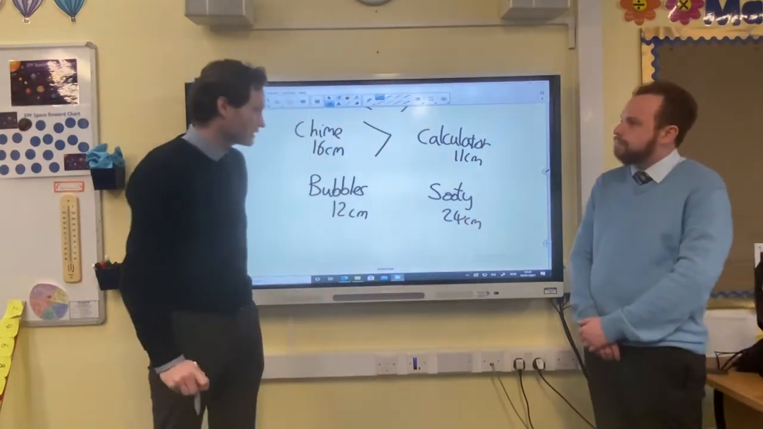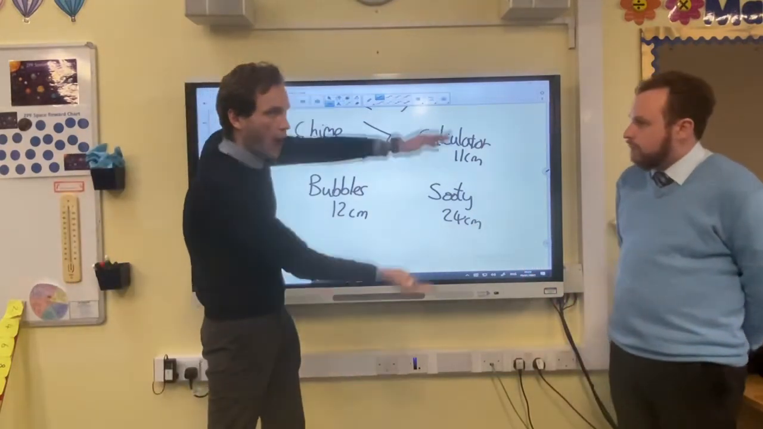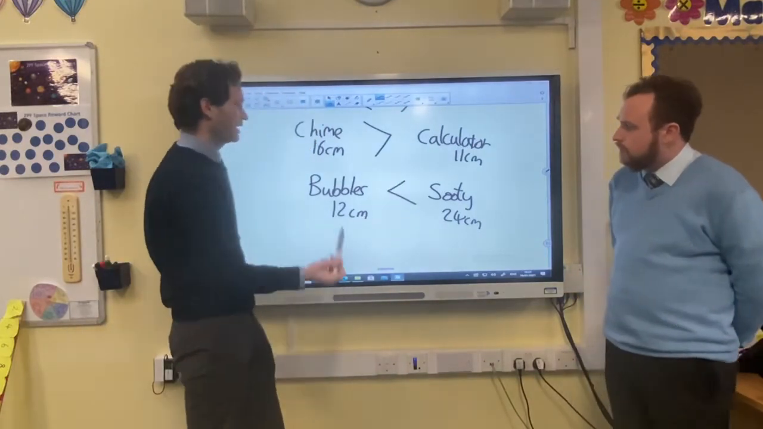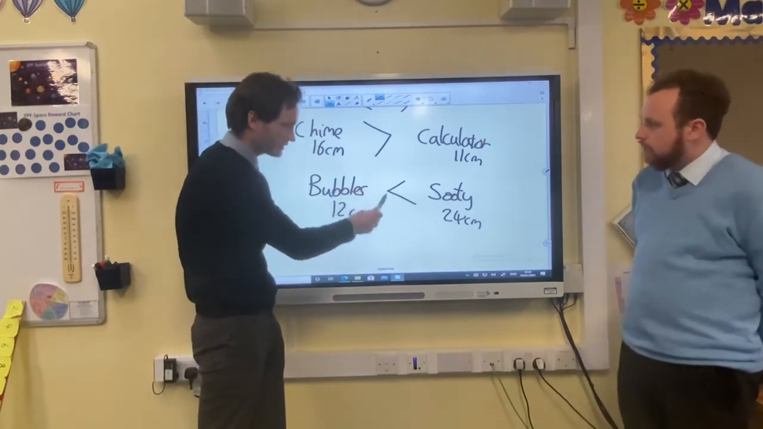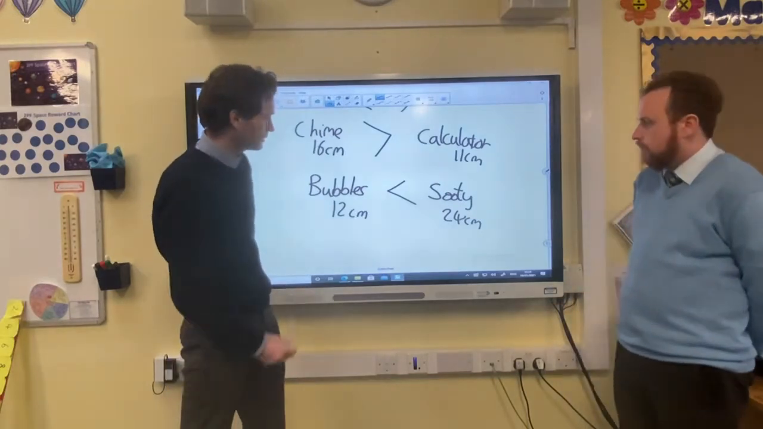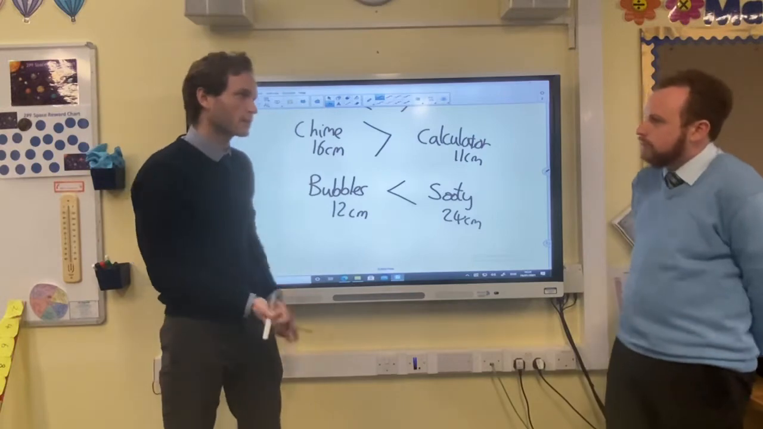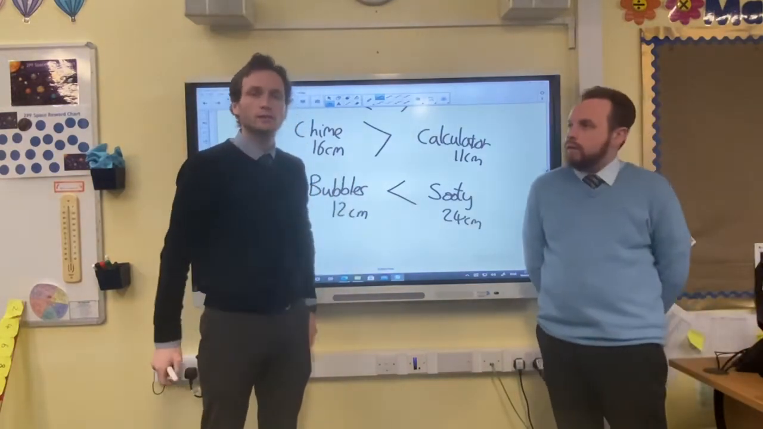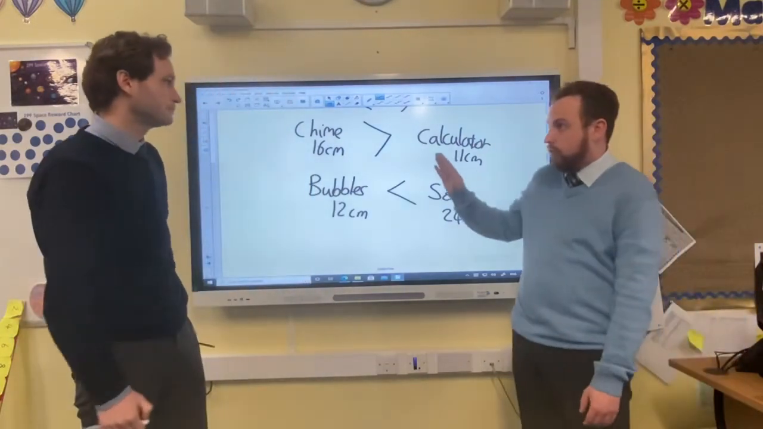Okay, so where's our biggest number there, Mr. Lake? 24. Sooty. So the crocodile is going to be munching up the bigger number. And so we could say the bubbles are less than Sooty. Or 12 centimetres is less than 24 centimetres. Lovely. Okay, and I'd like you to just write down a few of those, compare the things that you have measured.